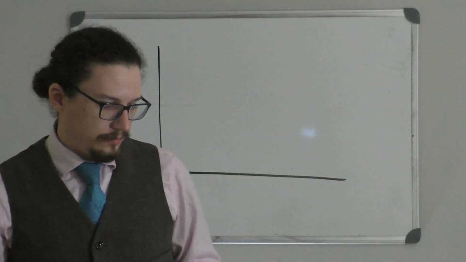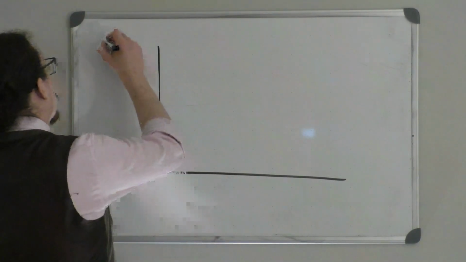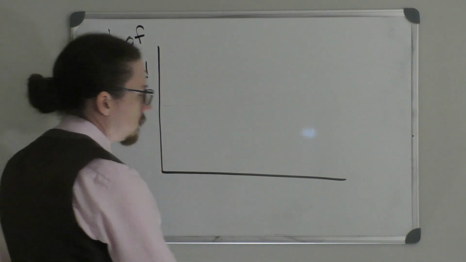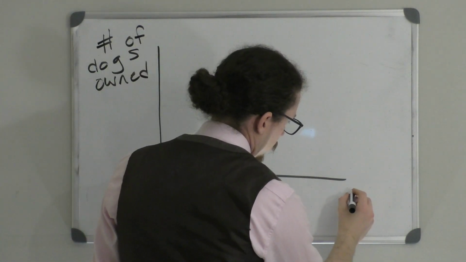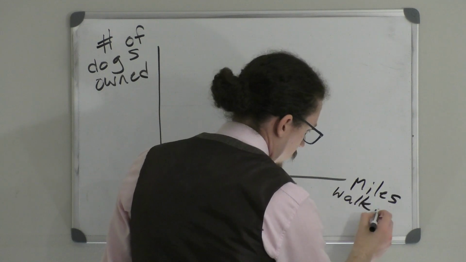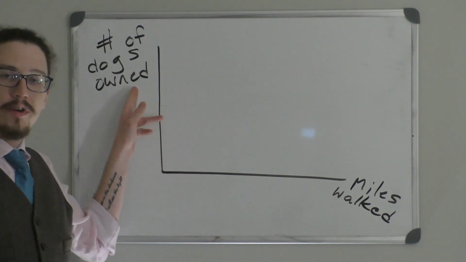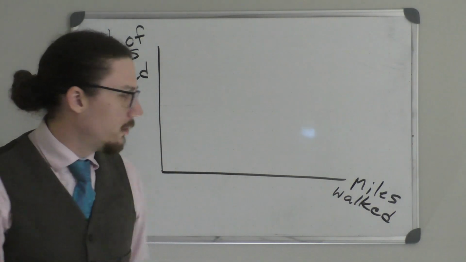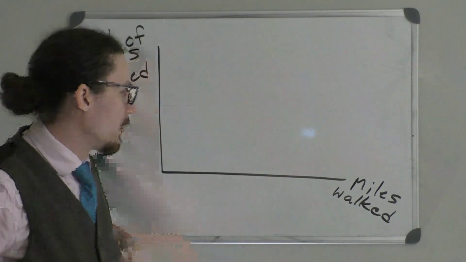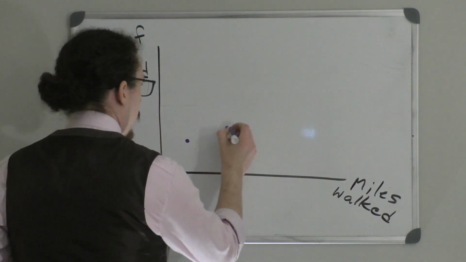All right, it doesn't really matter what X and Y are. Well, I guess it kind of does. It depends on what you're looking at, but we're just gonna make some up. All right, so let's say this is what we've got. So let's say that our one variable on the y-axis is the number of dogs you have owned over your lifetime, and let's say the x-axis is the average number of miles you walk per week. All right, so again, these don't really matter, but just a silly little example, right?